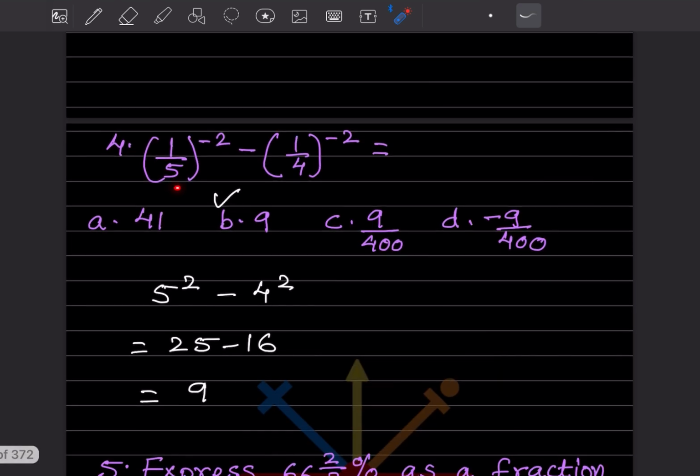Now it's given: 1 by 5 raised to minus 2 minus 1 by 4 raised to minus 2. Whenever there is a negative exponent, we have to make it positive, so this will be flipped over. 5 will go in the numerator, 1 in the denominator. Same here, 4 goes in the numerator and 1 in the denominator. So it is 5 raised to 2 minus 4 raised to 2. 5 into 5 is 25, 4 into 4 is 16. When you subtract that, it is 9. So this is the option.